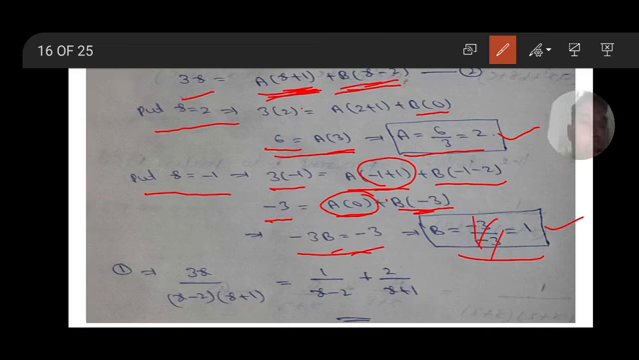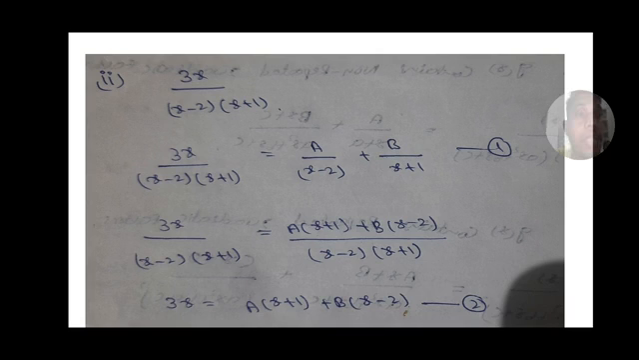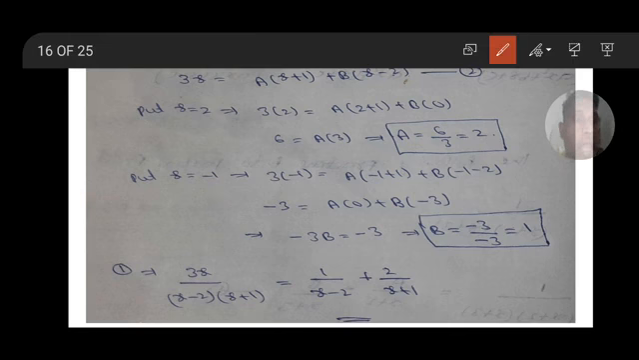So a equal to 2 and b equal to 1. So substitute this a value, b value in the equation 1. A by (x minus 2), b by (x plus 1). A means 2, 2 by (x minus 2), 1 by (x plus 1). Okay, 2 by (x minus 2) plus 1 by (x plus 1) is the answer.